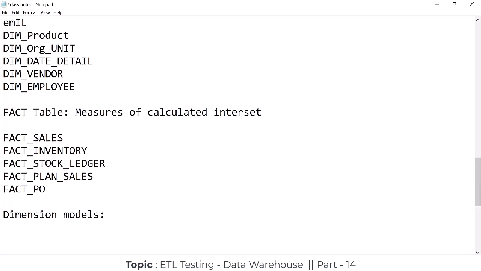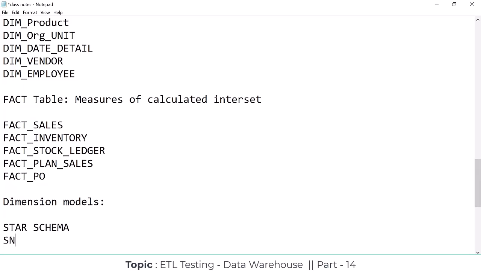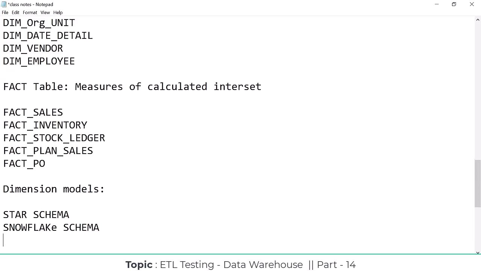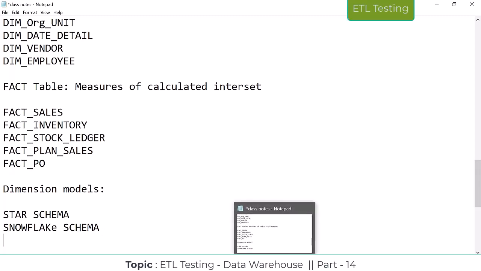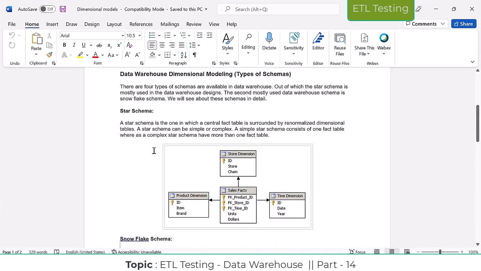What is meant by a dimension model? There are mainly two models: one is the star schema, and another is the snowflake schema. In data warehousing, the OLAP system follows two dimension models, the star schema and the snowflake schema. There is no exact definition for what a dimension model is, guys.